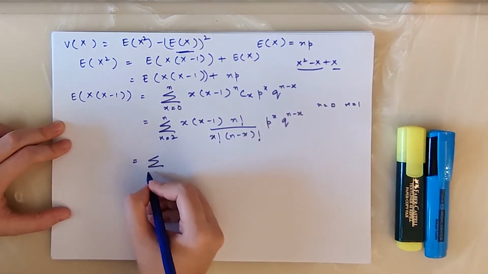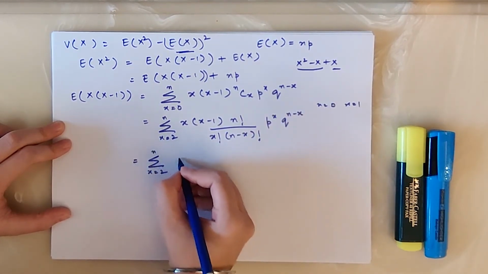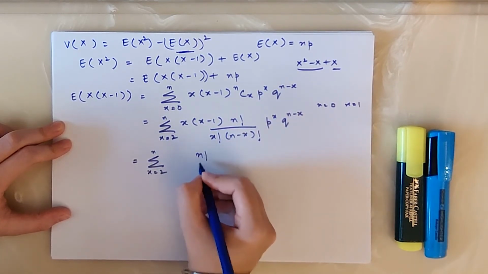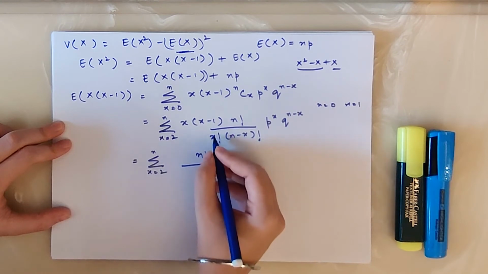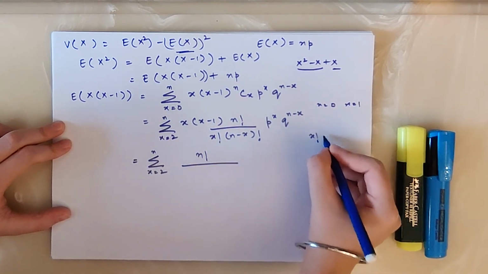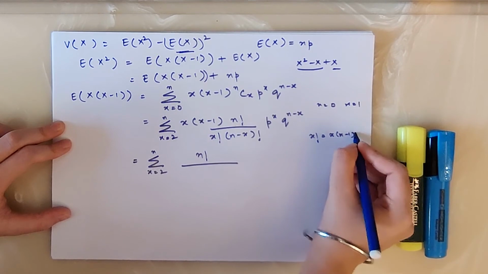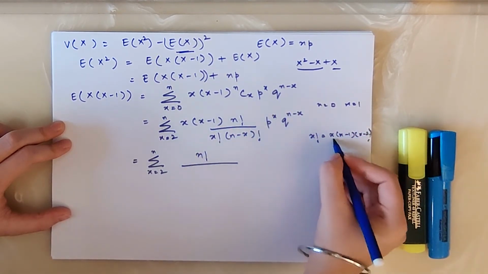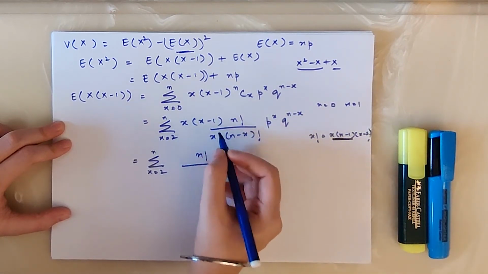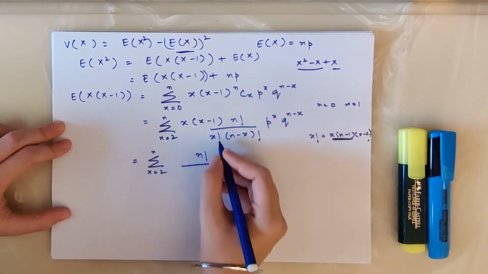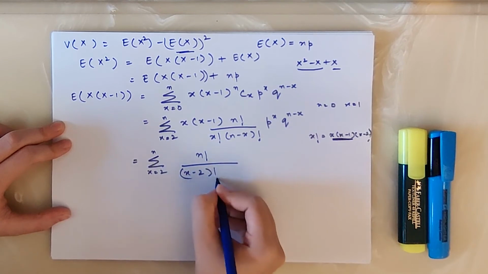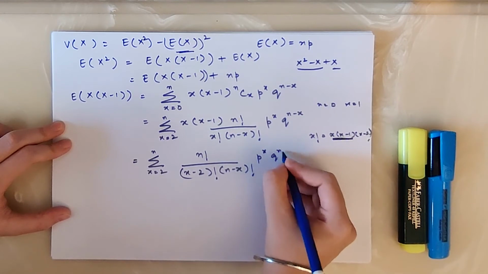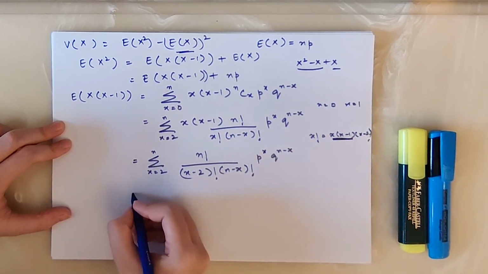Now this is equal to summation x equals 2 till n, then x into x minus 1, then n factorial upon x factorial, which can be written as x into x minus 1 into x minus 2 factorial. So x into x minus 1 cancels out with this particular x into x minus 1, then we get x minus 2 factorial into n minus x factorial into p raised to the power x q raised to the power n minus x.